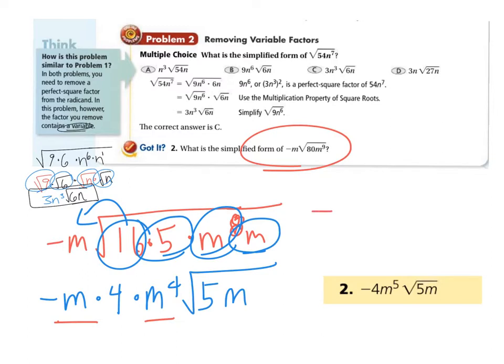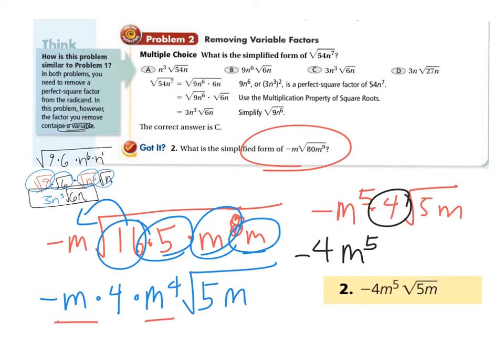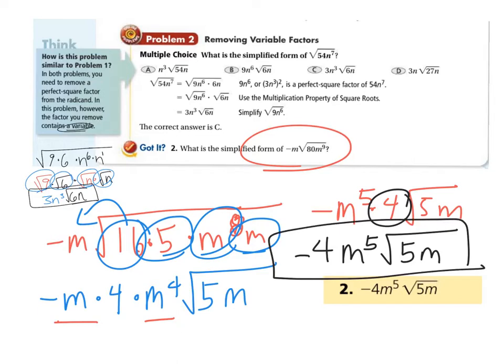We're going to get negative m to the 5th power, times 4 times 5m. And again, not quite standard form there yet. Obviously, the coefficient has to go out in front. So negative 4, because it's really like negative 1. Negative 4 m to the 5th power square root of 5m is the simplified form of this. I know it doesn't look more simple, but it truly is according to our rules and to standard conventions.